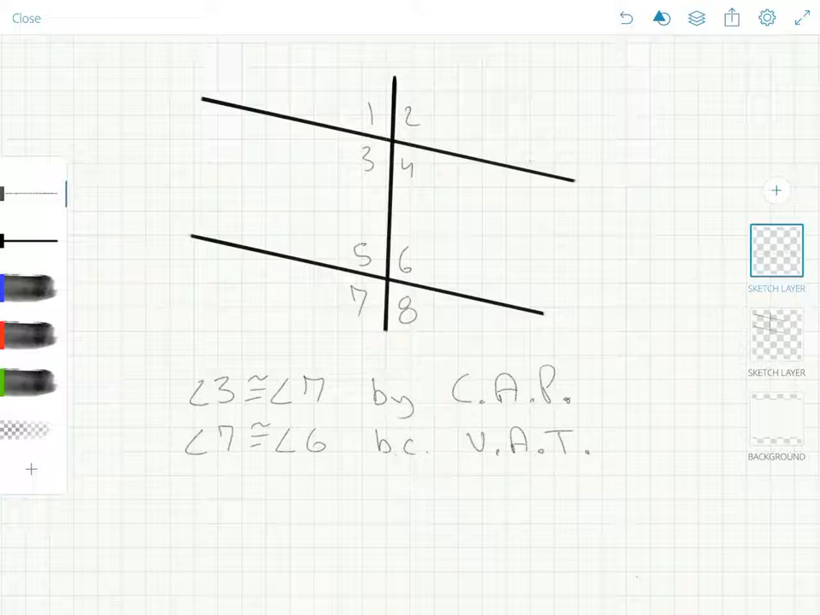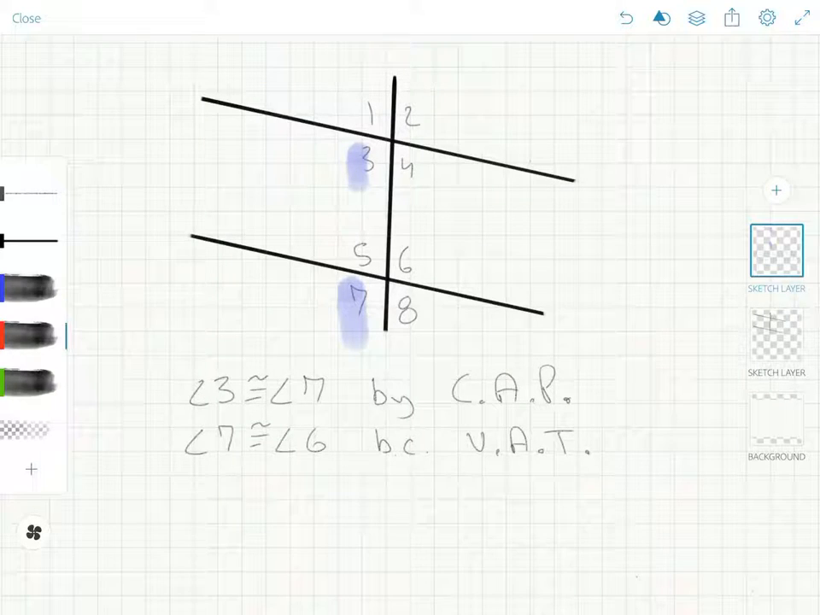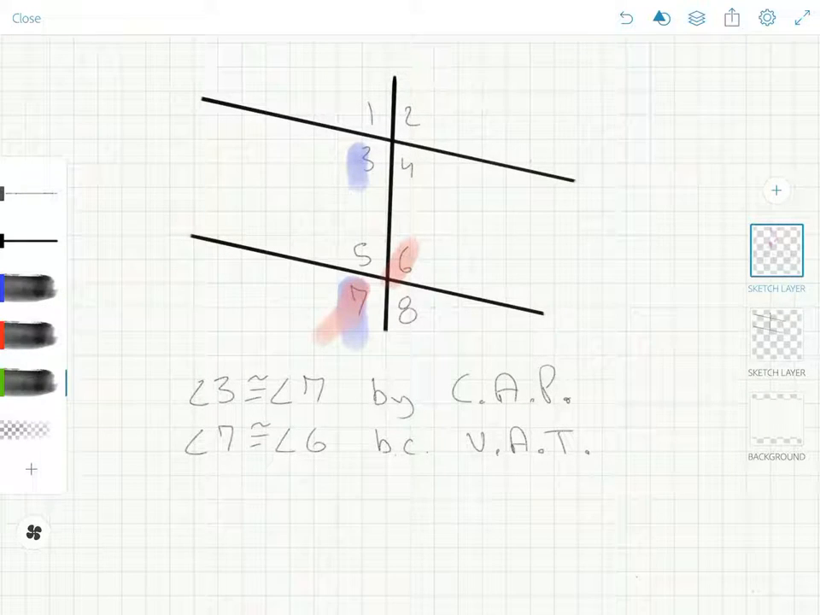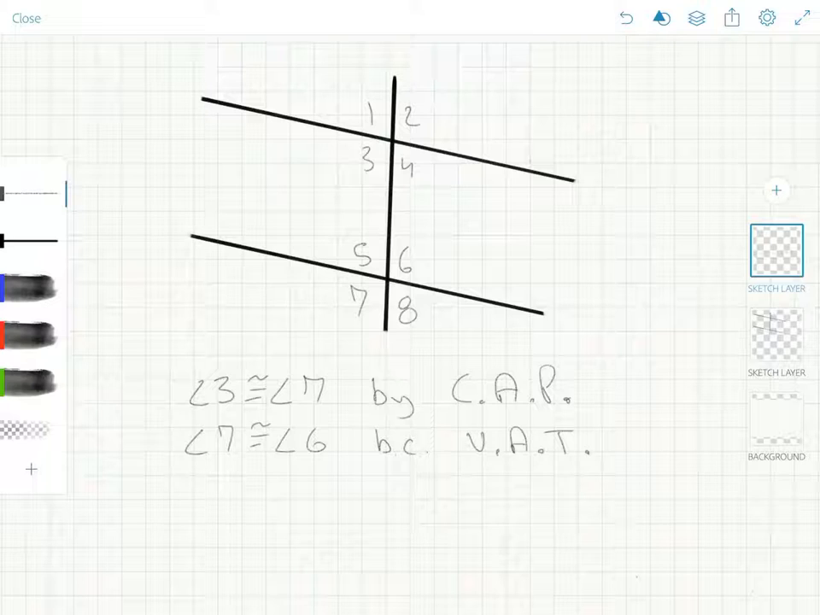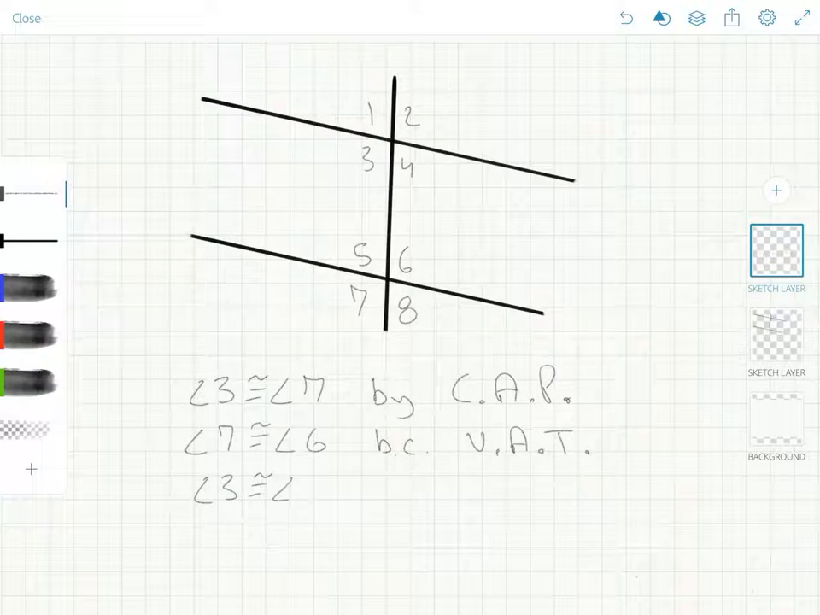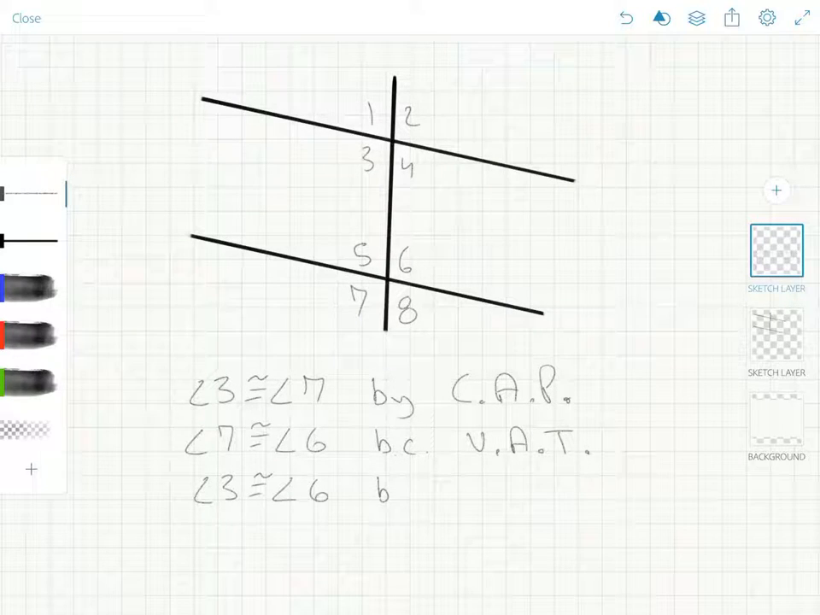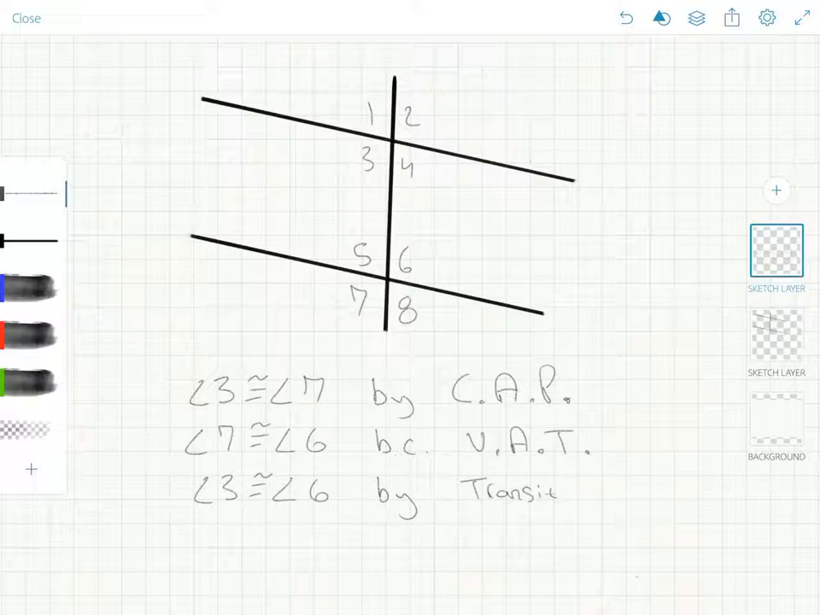Now we're going to use the transitive property. If angle 3 is congruent to angle 7 and angle 7 is congruent to angle 6, then it stands to reason that angle 3 is congruent to angle 6. If A equals B and B equals C, then A equals C. So angle 3 is congruent to angle 6 by the transitive property. And that is a property from algebra. So we have just shown that angle 3 is congruent to angle 6.